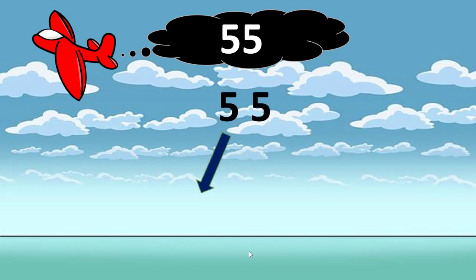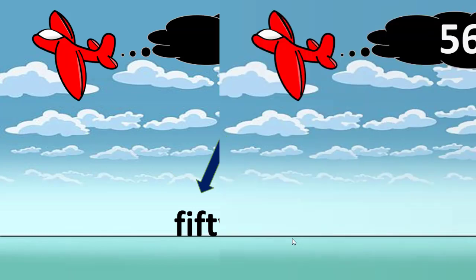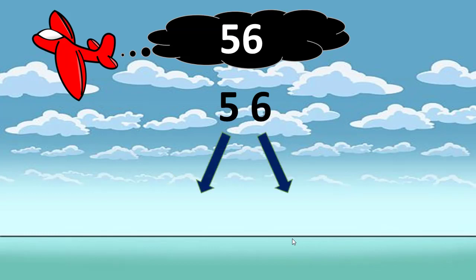55 and its number name will be written as FIFTY FIVE, 55. Our next number is 56 and its number name will be written as FIFTY SIX, 56. FIFTY SIX, 56.